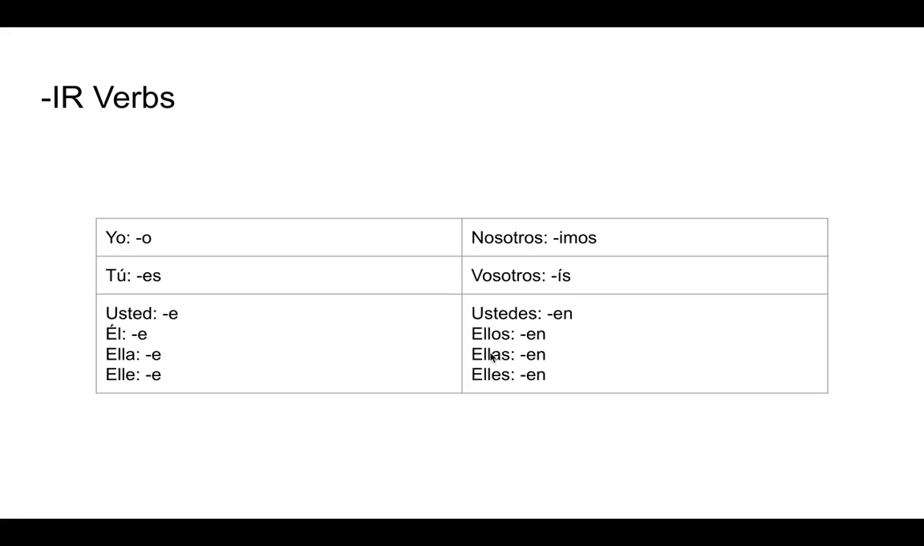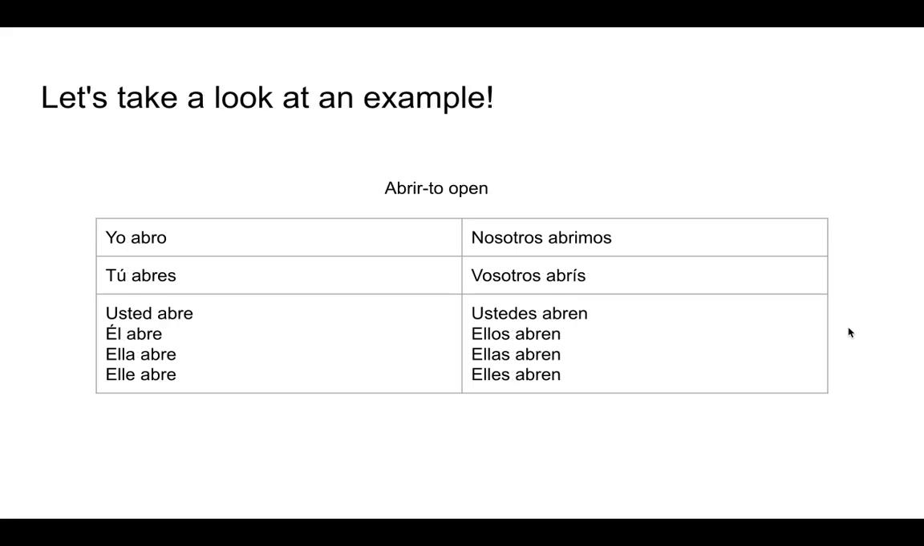Let's take a look at an example of an IR verb in this chart. We're going to look at the verb abrir, to open. So step 1 tells me to say adios to this IR, and then I am going to say hola to my new endings. So I get yo abro, I open. Tú abres, you open. Usted abre, you open.